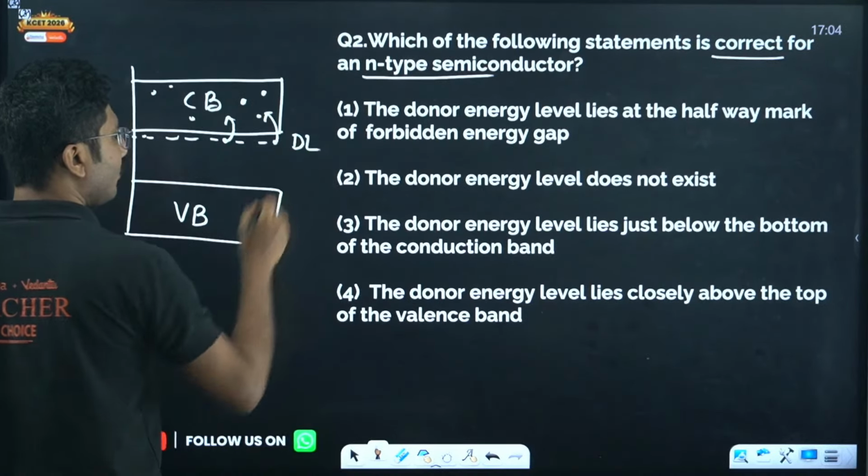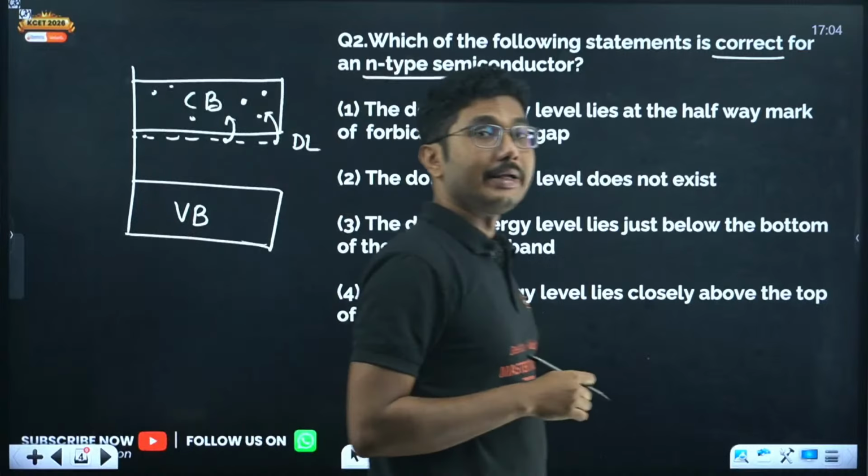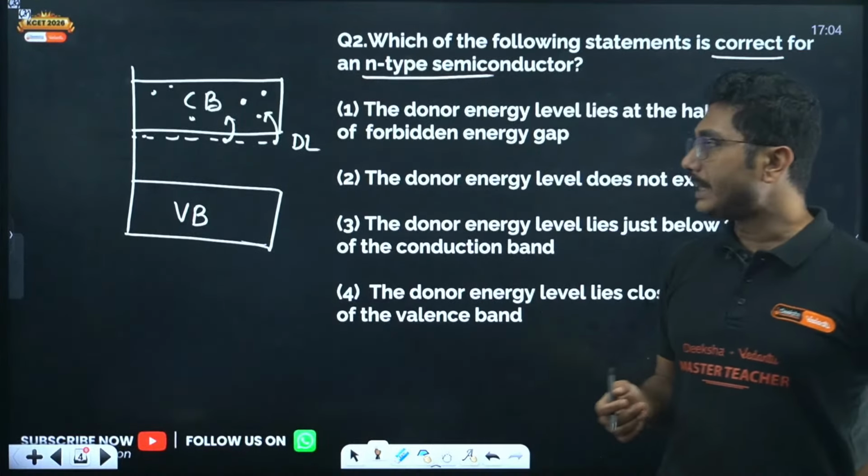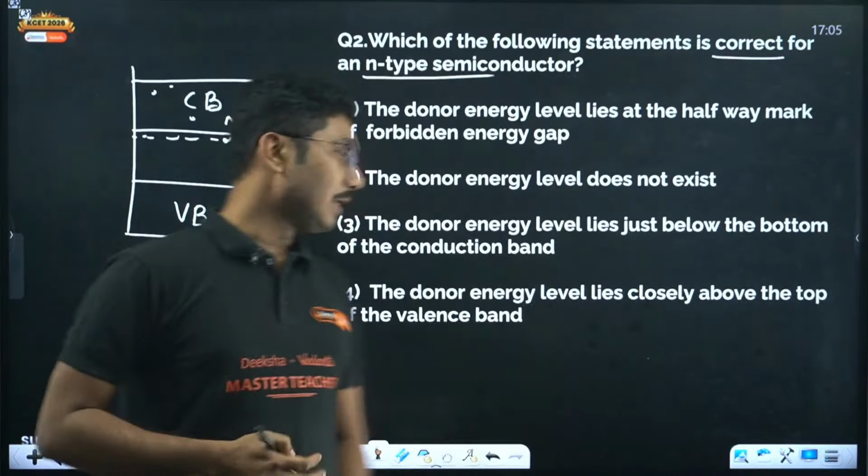For p-type it is called the acceptor level, which is just above the valence band, and for n-type it is called the donor level, which is just below the conduction band. So the statement that the donor energy level does not exist is wrong. The donor energy level lies just below the bottom of the conduction band, so this is the correct statement.